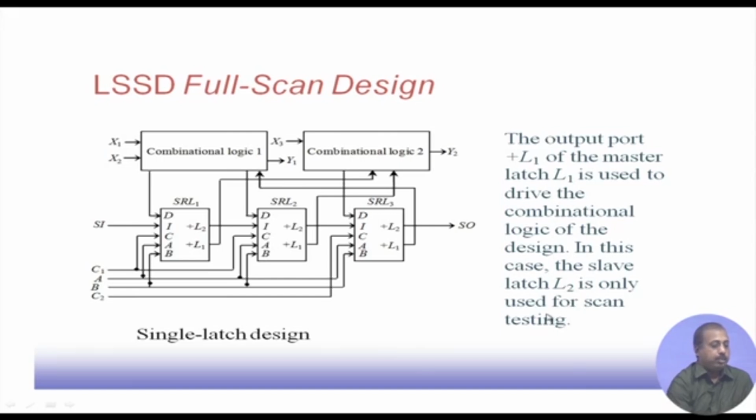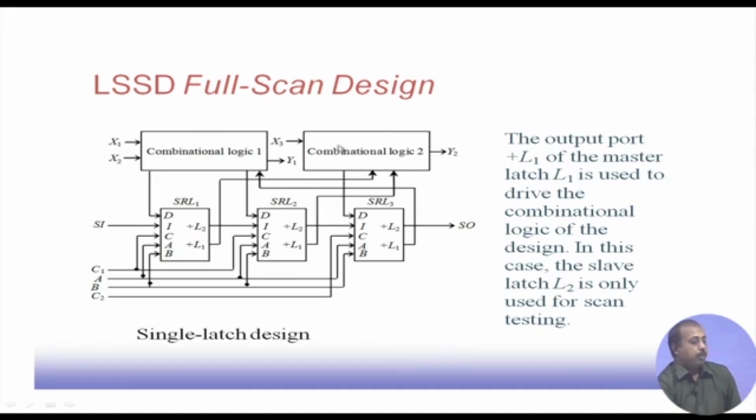Basically, in case of LSSD design, we had two versions, one is the latched version. One part is that this latch is driving the combinational logic, and the second part is that for the shifting we need a double latch. That is done by this L2. So this combinational logic produces some output that is latched here, and this latched output is going to combinational logic 2 as input. That is the basic circuit design that we have.